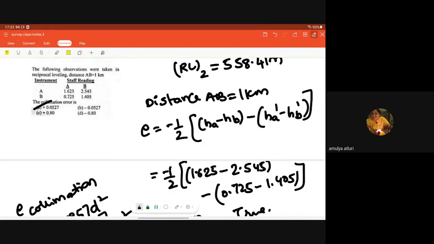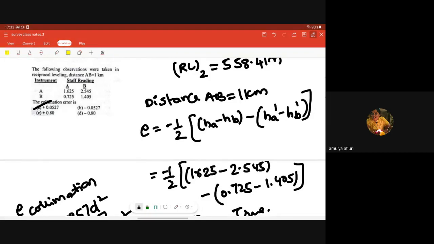So till now we dealt with leveling. Next, let's go with the traversing and theodolitic traversing.